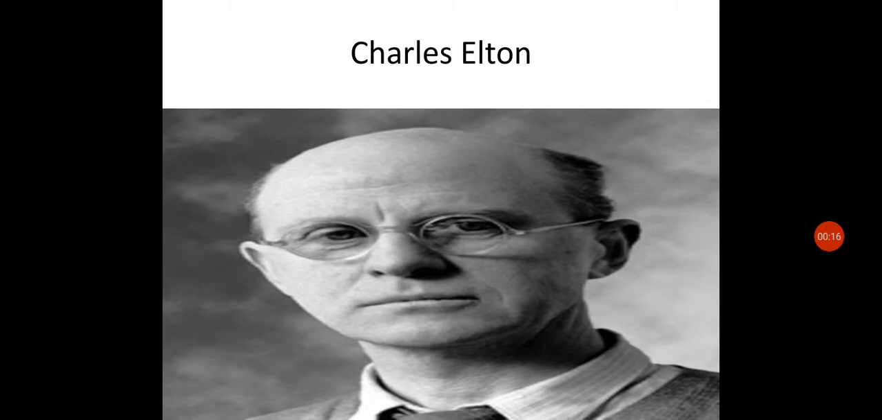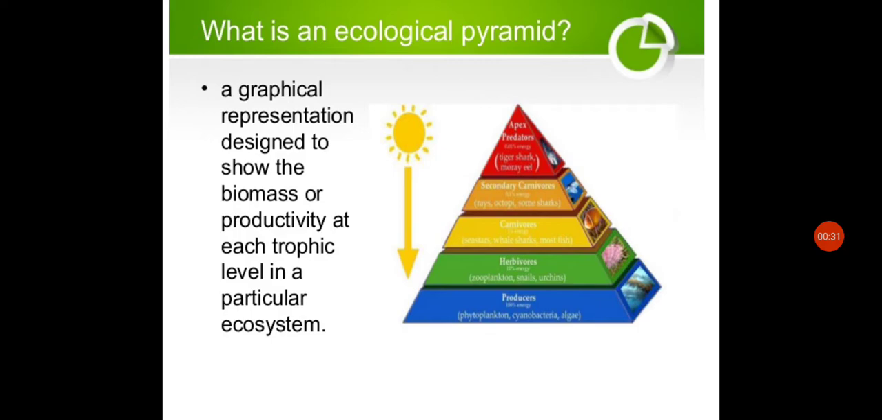He noted that the animals present at the beginning of the food chain are more in number, while the animals present at the end of the food chain are less in number. So an ecological pyramid can be defined as a graphical representation designed to show the biomass or productivity at each trophic level in a particular ecosystem.